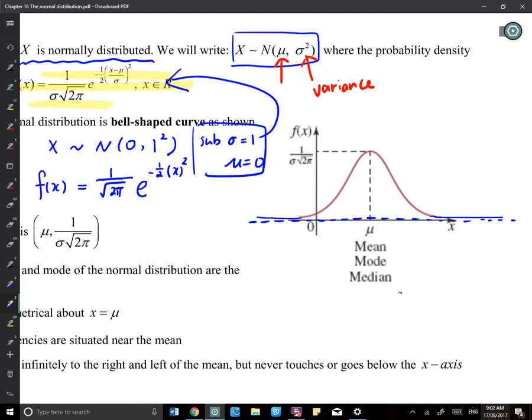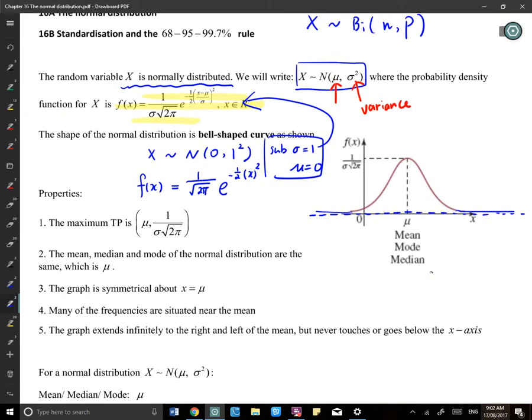If you don't believe me, you can put that into the CAS and try to integrate from negative infinity to positive infinity, and you can see the area is actually 1 under the curve. It doesn't matter what you take for mu and standard deviation. All right, let's have a look at the properties.